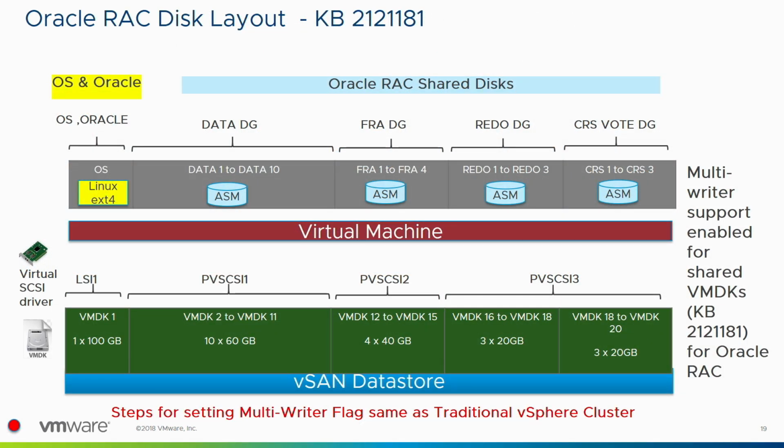So that was the Oracle RAC disk layout. The KB article that we followed for this was 2121181, in case you are interested; for vSphere, it's 1034165. Again, I spoke about multi-writer support enabled for the VMDKs for Oracle RAC. The steps are exactly the same, except that for vSAN you have to set up OSR equal to 100% in the storage policy, attach it to the VMDK when you provision it, and make sure you set it to eager zeroed thick, voila.